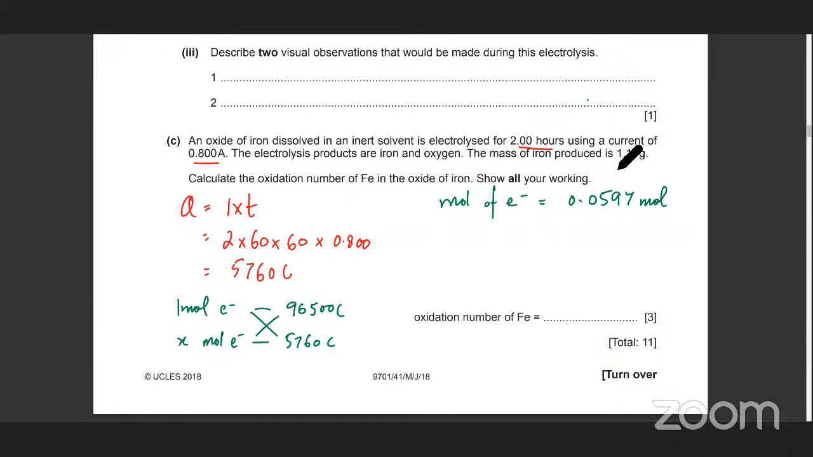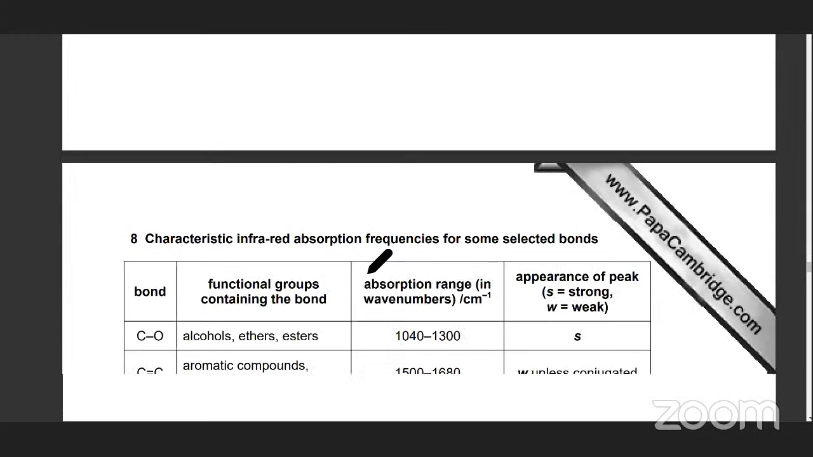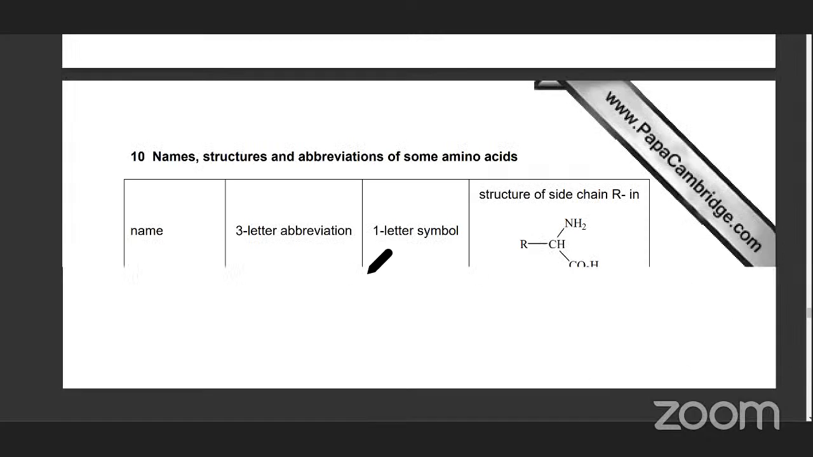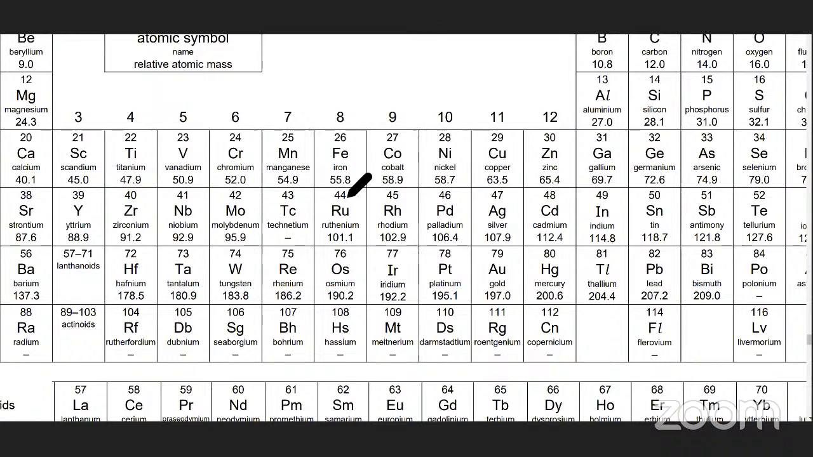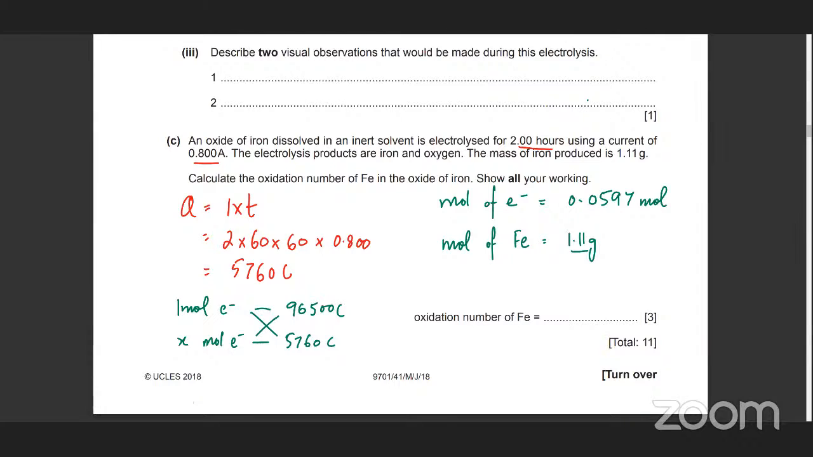And you're given the mass of iron as well. Now we can find the moles of iron as well. The moles of iron would be 1.11 grams divided by what's the MR. You have to show your working, and you have to be very accurate with the values, because you're going to lose marks for this. Iron is it 55.8 or 55.9? Where's the periodic table? Just a second. So iron is 55.8. So how many moles is this?